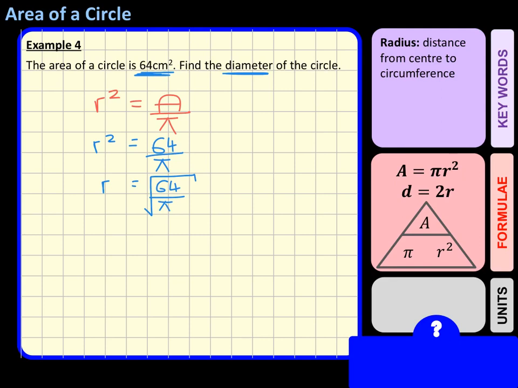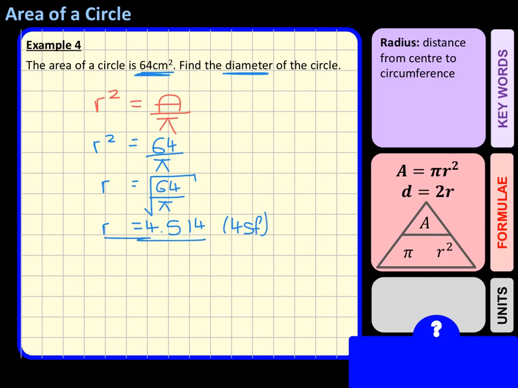So the square root of 64 over pi. And I want to give my final answer to 3 significant figures, which means that because this isn't my final answer, I've got to give it to 1 extra significant figure compared to what I want at the end. So this has got to be to 4 significant figures, which is 4.514, correct to 4 significant figures.